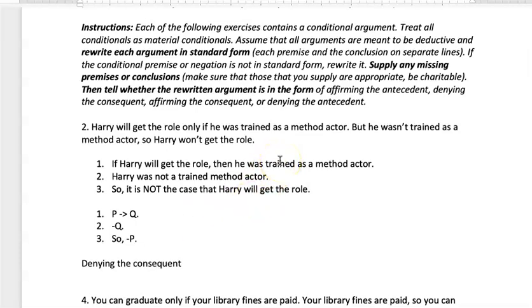Assume that all arguments are meant to be deductive and rewrite each argument in standard form. Each premise and the conclusion on separate lines. If the conditional premise or negation is not in standard form, rewrite it. Supply any missing premises or conclusions. Make sure that those that you supply are appropriate. Be charitable. Then tell whether the rewritten argument is in the form of affirming the antecedent, denying the consequent, affirming the consequent, or denying the antecedent.